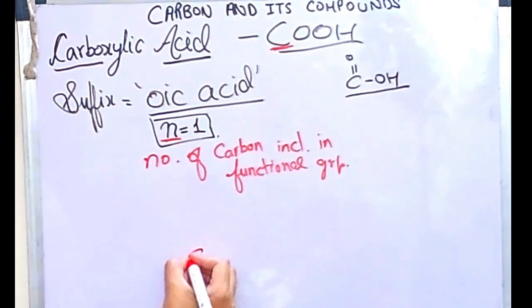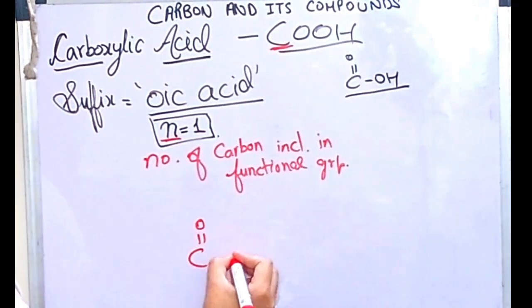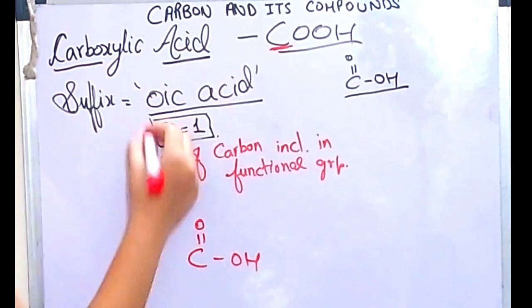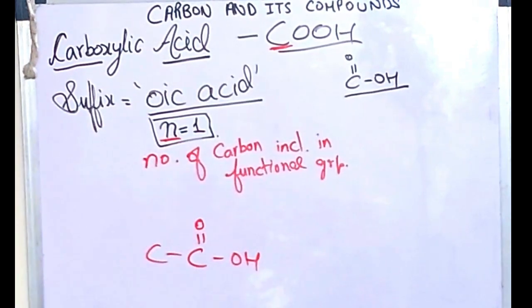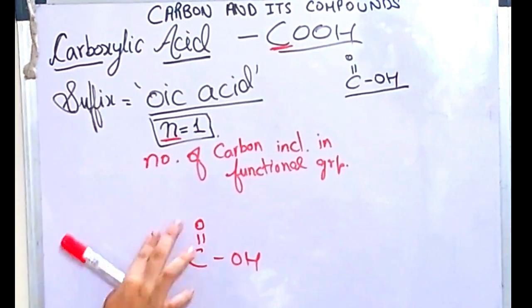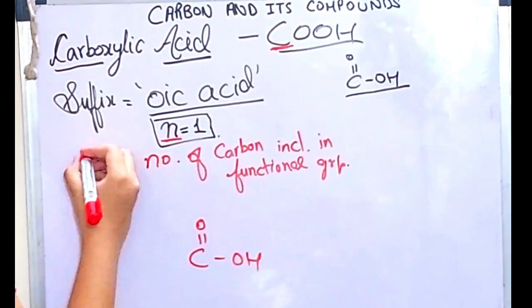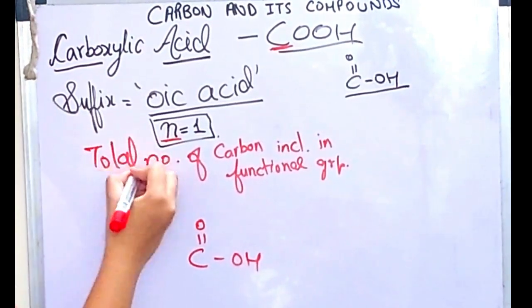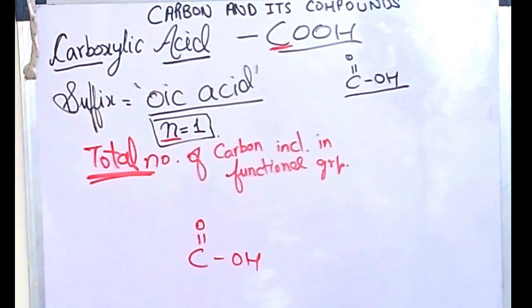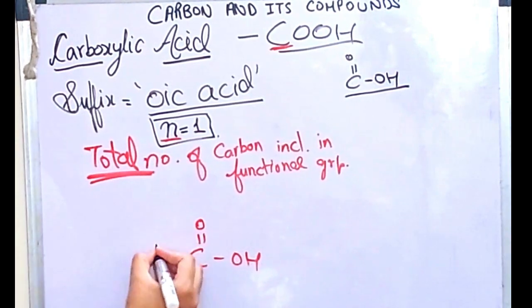अगर मैं बोलूं कि ये C डबल बॉन्ड O सिंगल बॉन्ड OH है तो n is equals to 1, ये नहीं कि एक और कार्बन ऐड कर दोगे. नो, इस n का मतलब है कि टोटल number of carbon including functional group should be 1 here. जैसे यहाँ तो ये हो जाएगा simplest carboxylic acid.